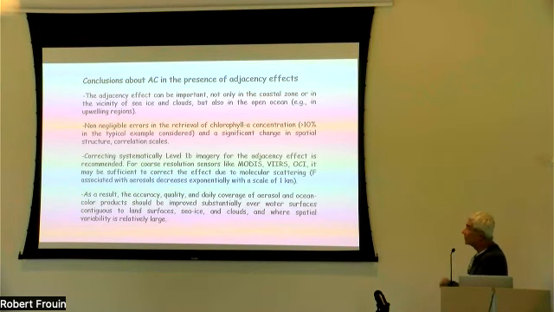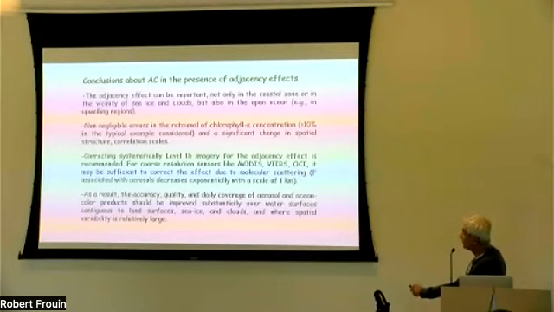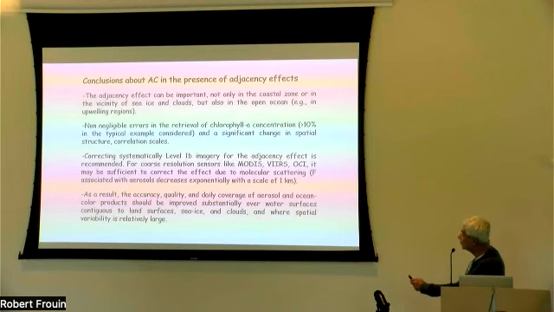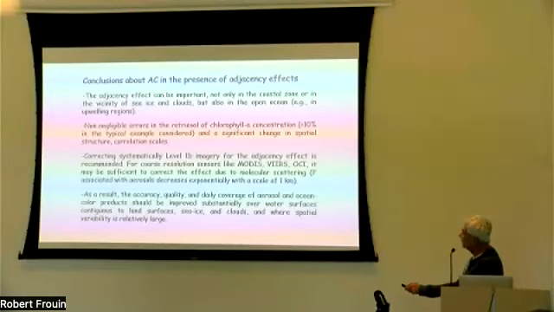Okay, conclusion about atmospheric correction in the presence of adjacency effects. The adjacency effect can be important, not only in the coastal zone or in the vicinity of sea ice and cloud, but also in the open ocean. It is non-negligible for chlorophyll concentration. In our case here, in the open ocean, it is almost 10%. And there is a change in the spatial structure and correlation scales. And maybe a recommendation is that correcting the level 1 systematically for the adjacency effect is recommended.